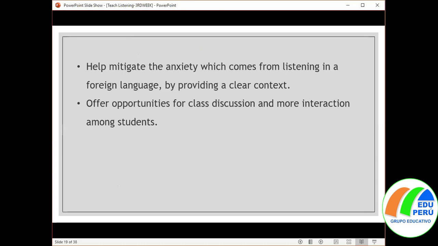We can activate the schemata, we can motivate our students, we can help mitigate the anxiety. If you put the audio at the first, they're going to be shocked. So it's very important to prepare some activities, so I repeat again, to prepare students for what they are going to listen to, all right?